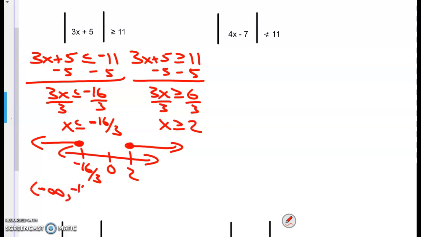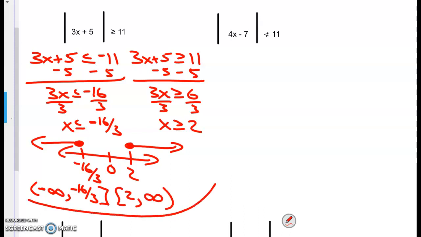Negative infinity to negative 16 over 3, bracket. Bracket around the 2 to infinity, parenthesis. And this right here is my entire answer. I've got to answer algebraically, graphically, and through set notation.